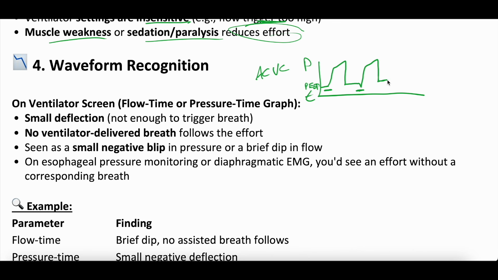With ineffective triggering, what you'll see is you'll see this dip, but it won't trigger a breath, right? See that? So you see the dip, but no breath is given. You'll get this negative deflection in the pressure scalar without a subsequent breath being given. So on the ventilator screen, you'll see a small deflection, but no subsequent breath being given following that deflection. That is ineffective triggering. Seen as a small negative blip in pressure. You'll see a similar blip in the flow scalar as well. Not a lot of people use esophageal pressure monitoring or diaphragmatic EMG, but there are certain ways you can identify this if you have those monitoring tactics too. If you see this, you should really think about why it's happening, which we'll talk more about next.